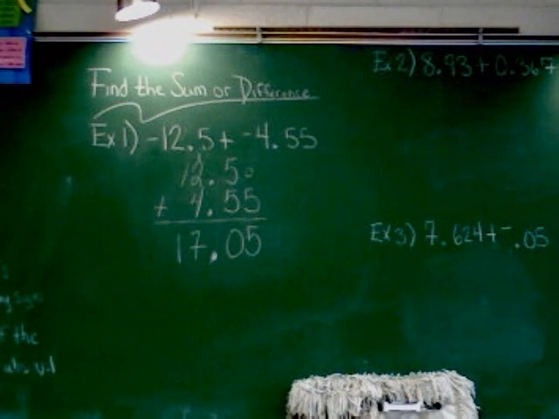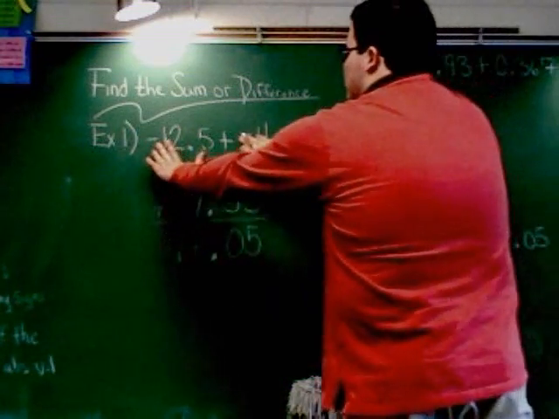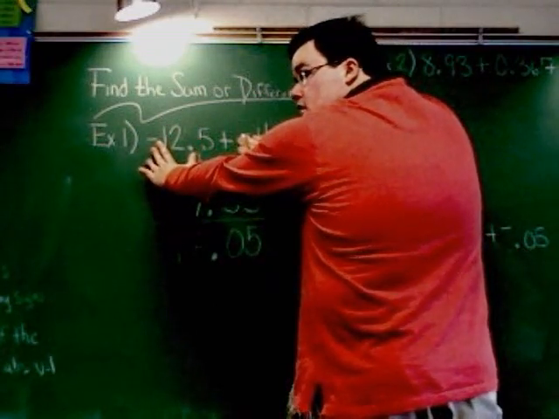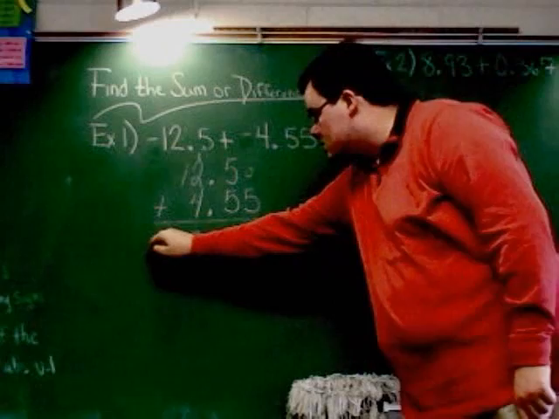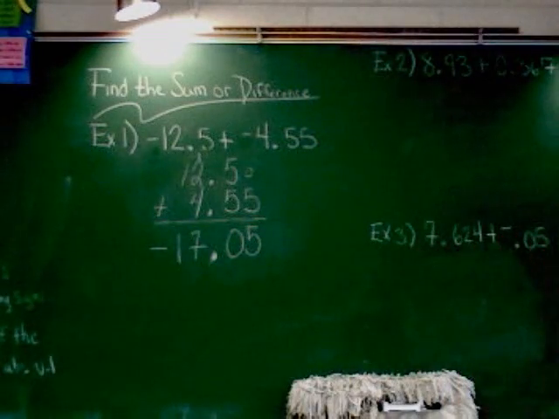There is a step 3 in a same sign problem. Apply the signs of the problem to the result. Both of the signs in the original problem were negative. So negative has to get applied to the answer. So it's negative 17.05.